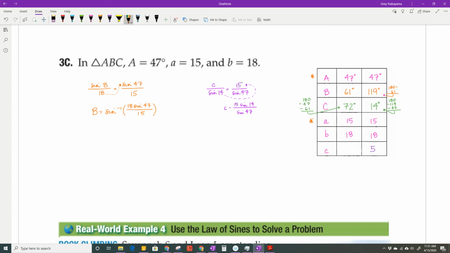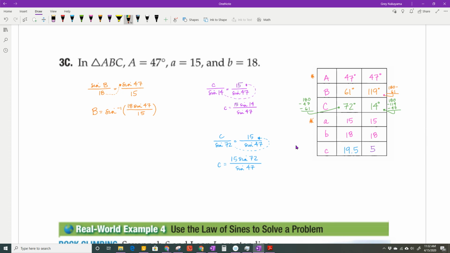All right, so now I'm going to go do this last triangle. The last triangle I'm going to do, sine of c, but this time, instead of using the 14 that I used over here, I'm going to use 72. But I'm still looking for c, so I'm still going to put it on top. C over the sine of 72 equals 15 over the sine of 47. I'm going to move my 72, and so when I put it in my calculator, it will look like that. And when you check your math, you should get 19.5.